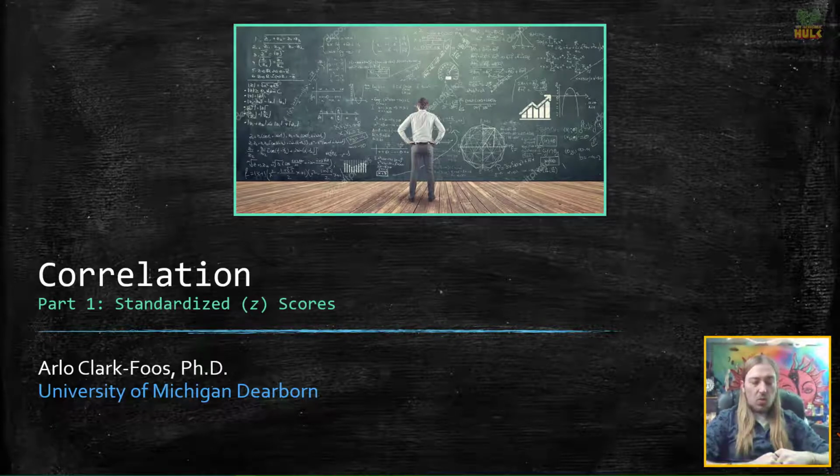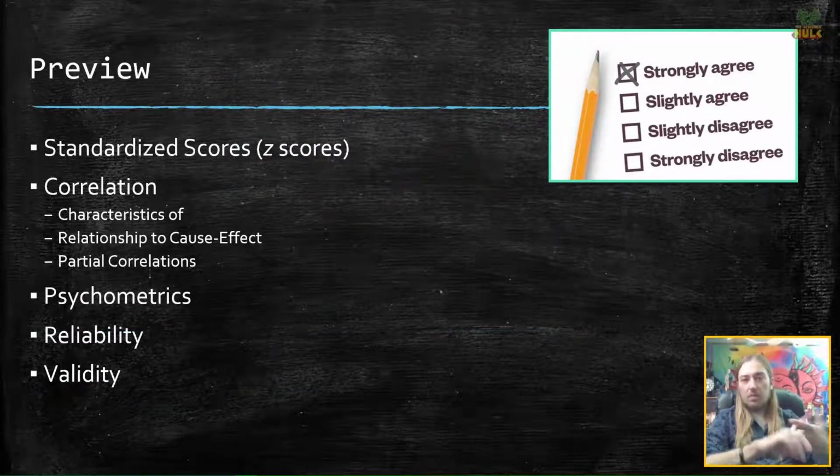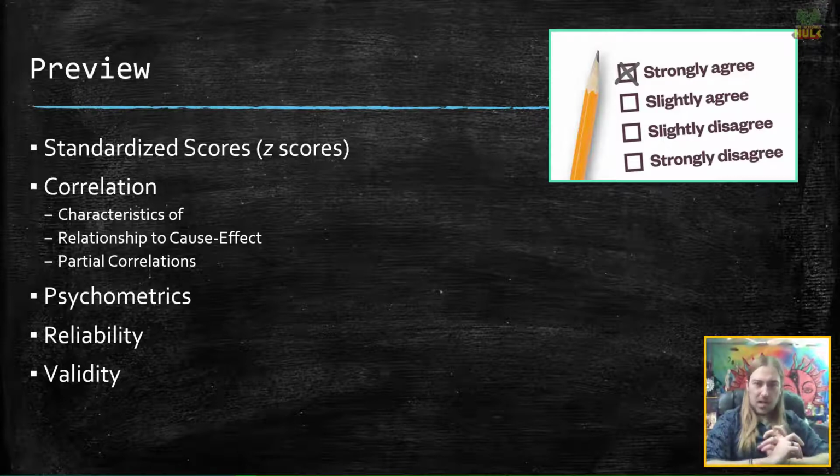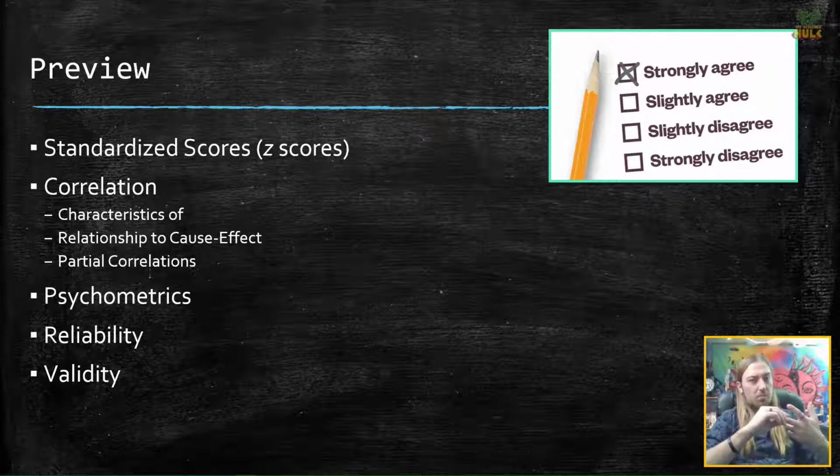Okay, so to do so, we're going to start out by introducing something that's sort of related called a standardized or z-score. So what are we going to talk about over the course of this lecture? Well, standardized scores, obviously, because I already said that we were going to do that. We'll talk about correlations, obviously. I said we were going to do that. We'll describe the characteristics of them, the relationship or lack thereof to the causal or cause and effect relationships that we try and find with experiments.